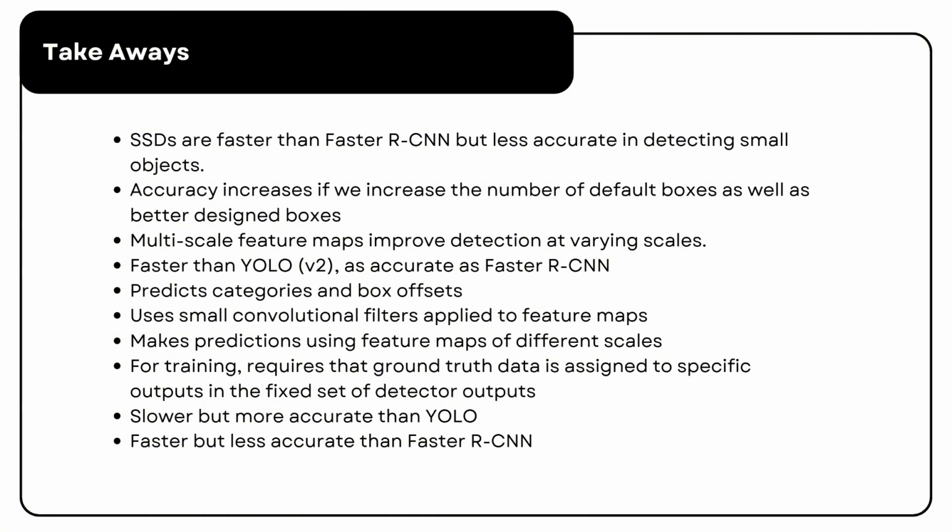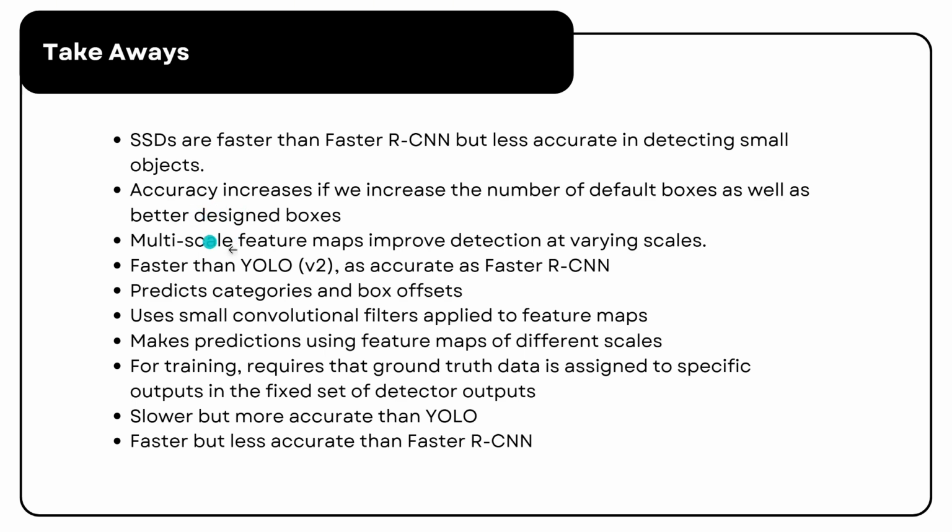Okay. So, to summarize everything we've discussed so far, first, SSDs or single shot detectors are known for being faster than the Faster RCNN. However, this speed comes with a trade-off. They are less accurate when it comes to detecting small objects. But we can improve that by increasing the number of default boxes and designing better anchor boxes.